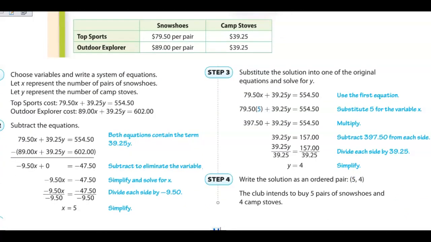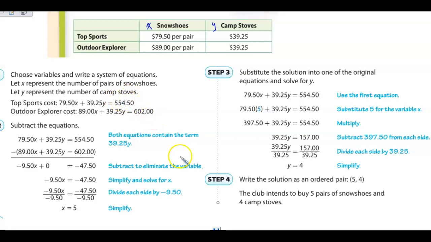So we're going to choose the variables. X we're going to use for our snowshoes, and our Y is going to be our camp stoves. And we know that the cost for everything at Top Sports was $554.50. So that means if I take my $79.50 times each snowshoe plus $39.25 times each camp stove, I would get a total cost of $554.50. At Outdoor Explorer, it was $89 per snowshoe, plus $39.25 per camp stove, and we had a total cost there of $602.